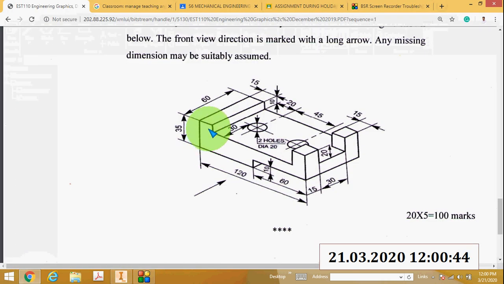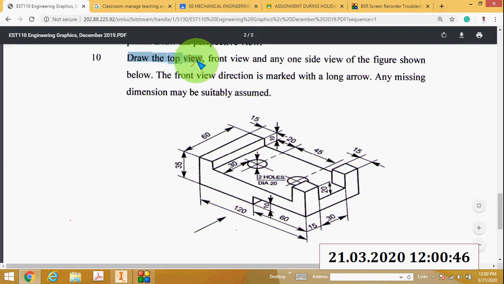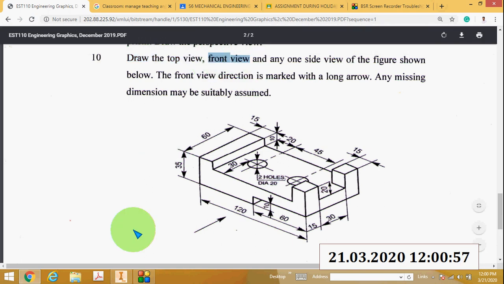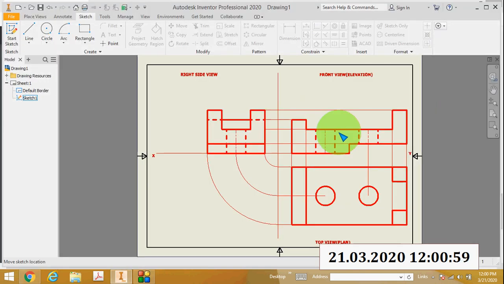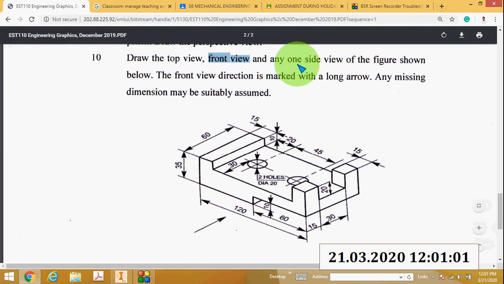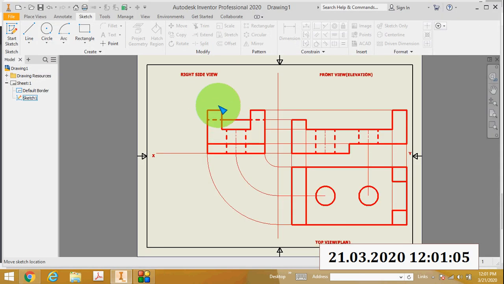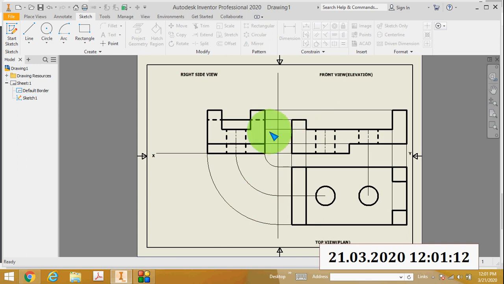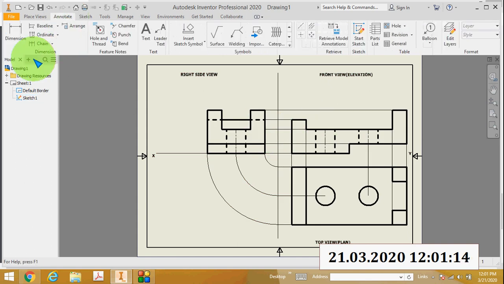So once again I will check the question. Our aim is to draw the top view, so I will draw the top view. So this is the top view. You can call this top view or plan. Then draw the front view. So this is the front view. Then any one side view. So this is the side view, the right side view. Okay, figure shown. Okay, then here you can see there are no dimensions, so you just add all dimensions.